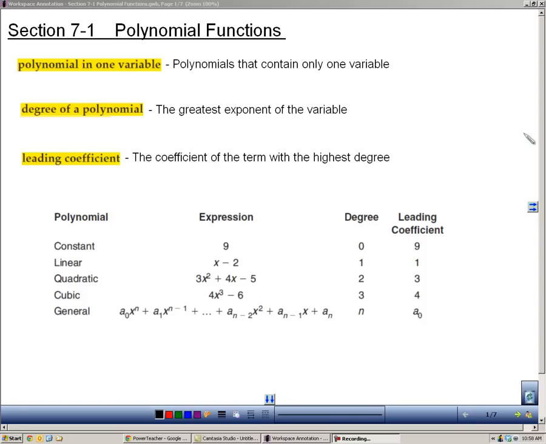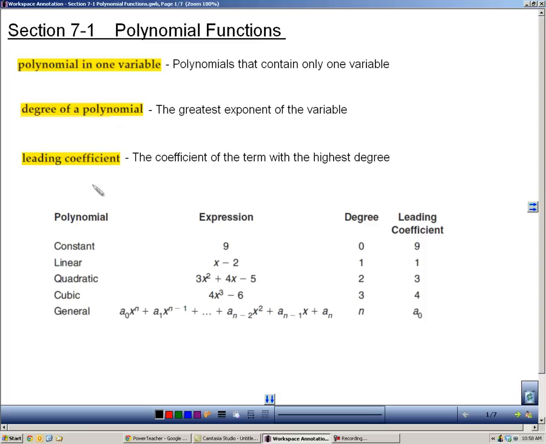Section 7.1 is about polynomial functions. Specifically, we're going to talk about polynomials that have only one variable. We're not going to get into too many two-variable polynomial functions. The degree of a polynomial is the greatest exponent of the variable. So you want to find the variable with the largest exponent, and that's the degree of the polynomial.